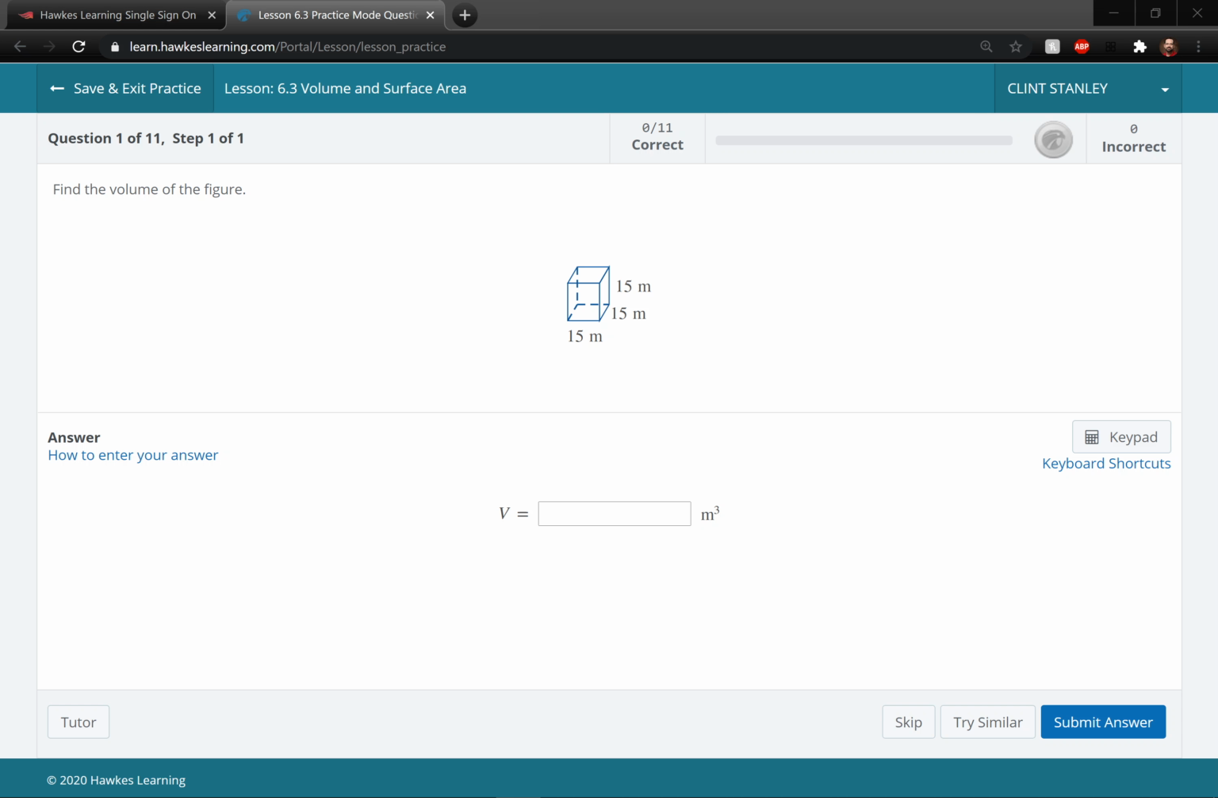Section 6.3, volume and surface area. So we'll do like the last one, we'll just walk through all the problems and I'll give you some tips. And this one says find the volume of the figure.